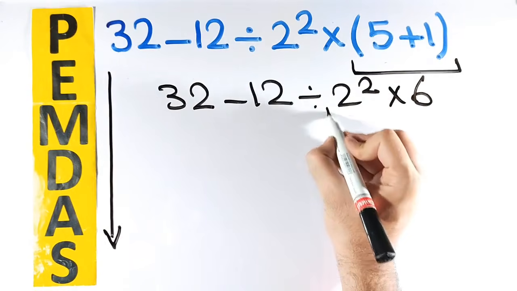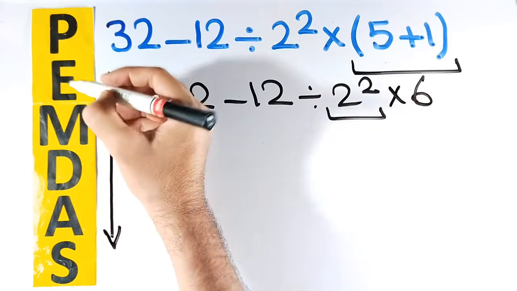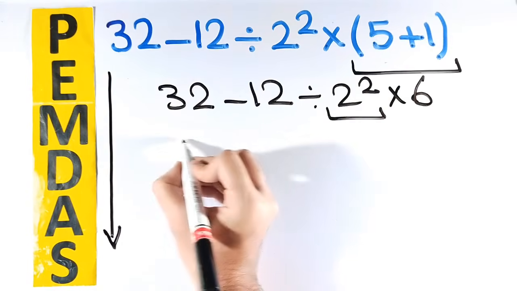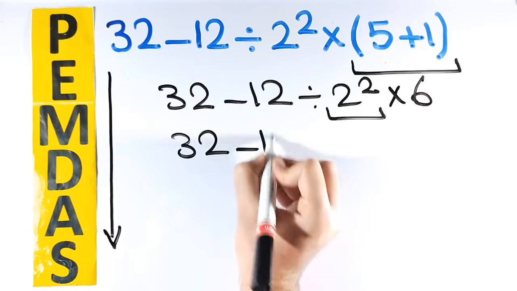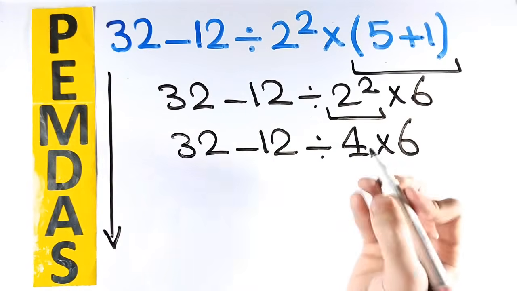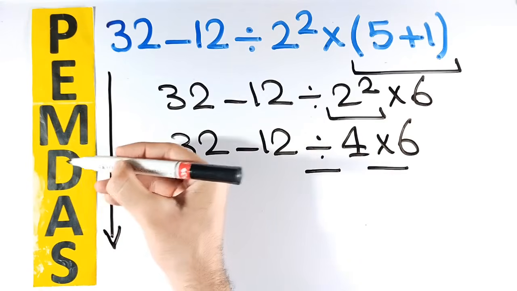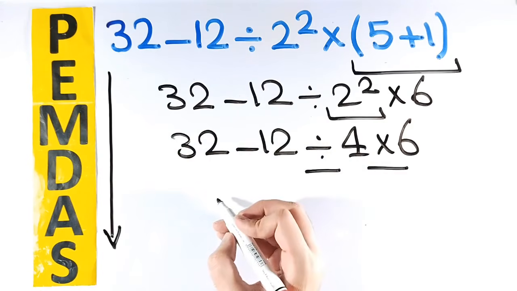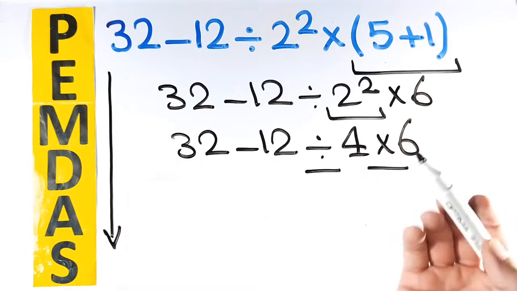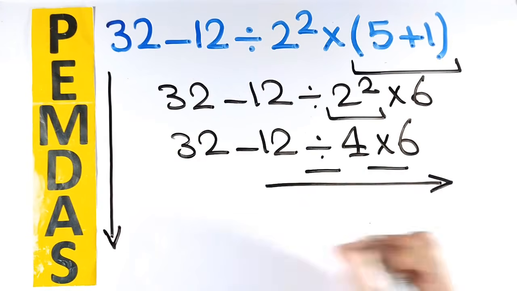And the next step, we go for the exponent, because in the PEMDAS rule, after parentheses, exponent has a higher priority than the other operation. So we rewrite this expression as 32 minus 12 divided by 4 multiplied by 6. Then we go for the division and multiplication, because multiplication and division have a higher priority than subtraction. However, we must pay close attention that multiplication and division are at the same level of precedence, and we must perform these two operations from left to right.